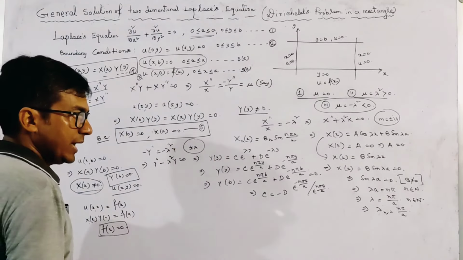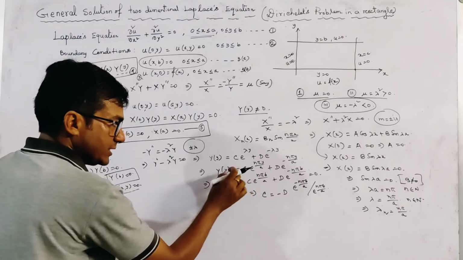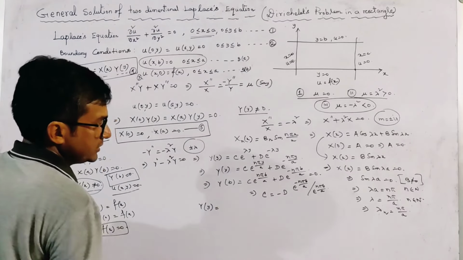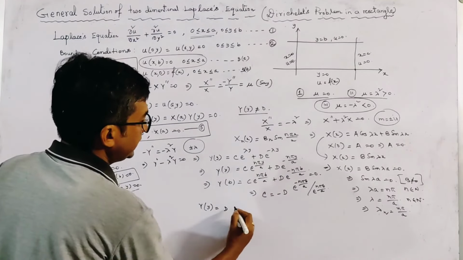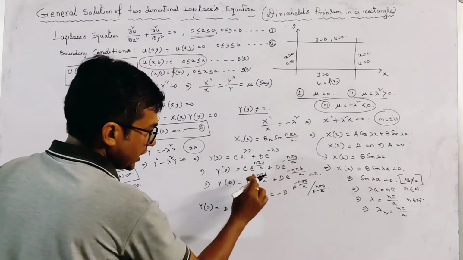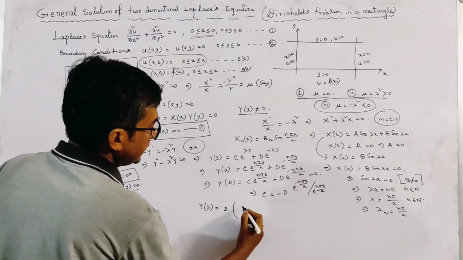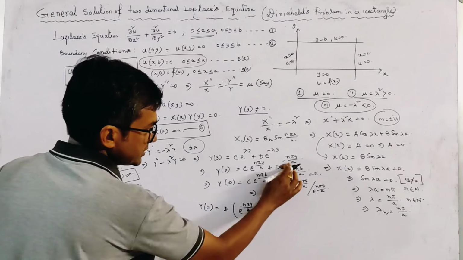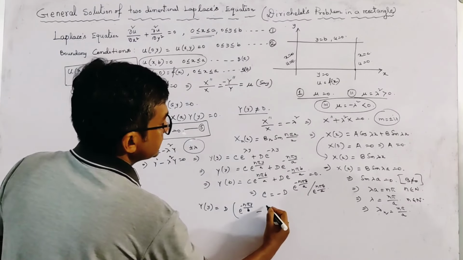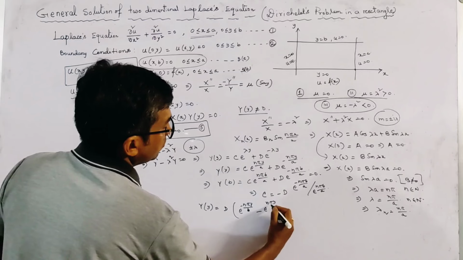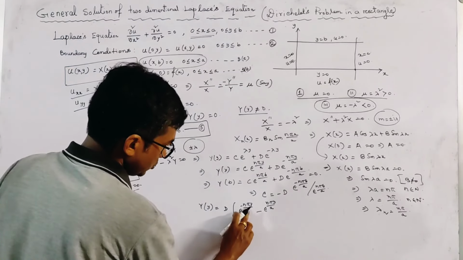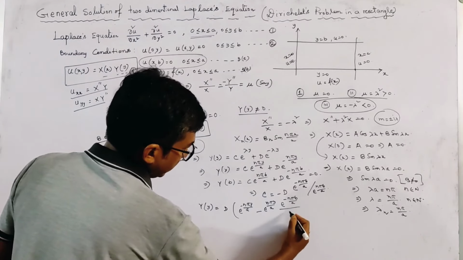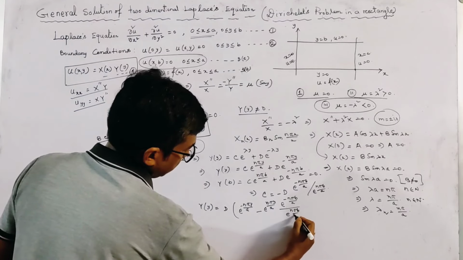This is the value of C, and by putting the value of C in the expression for Y(y), we get the relation Y(y) equal to, taking D common from both terms after putting the value of C, D times the first term e to the power minus nπy by a, minus e to the power nπy by a into e to the power minus nπb by a by e to the power nπb by a.